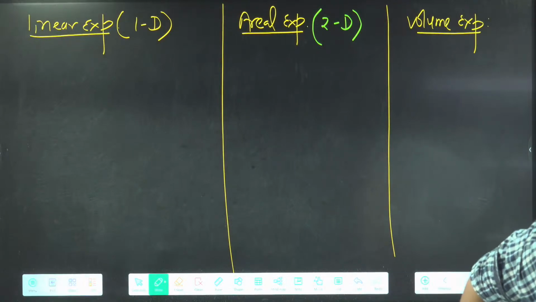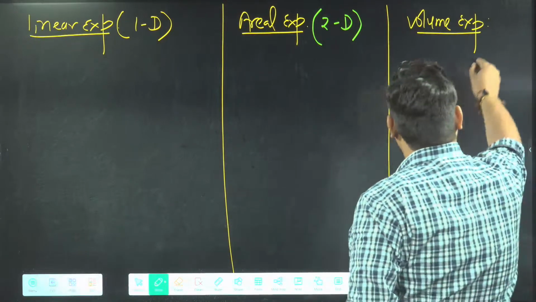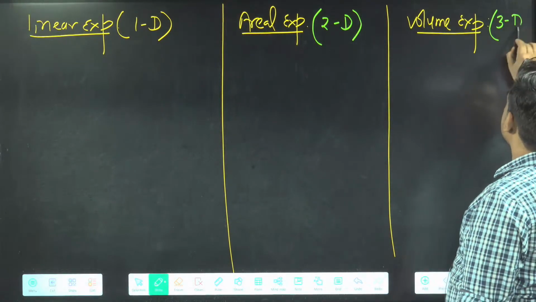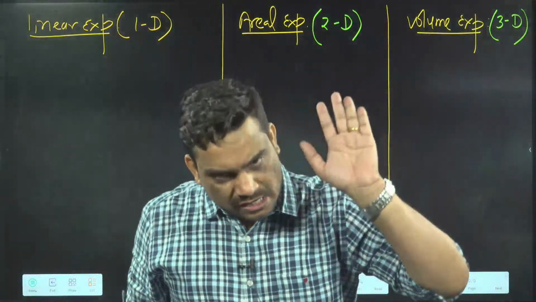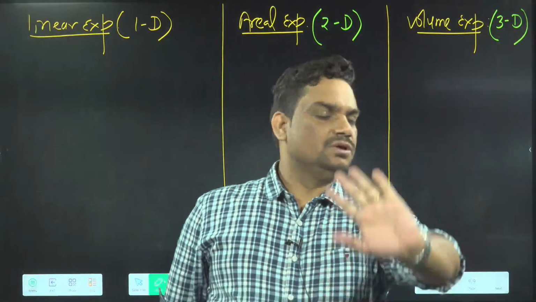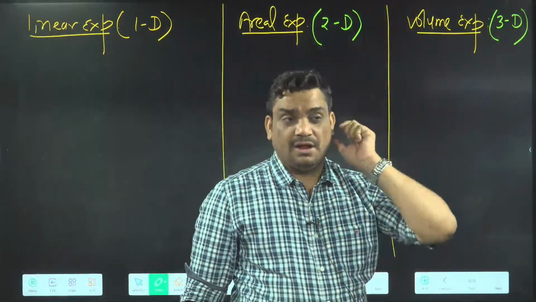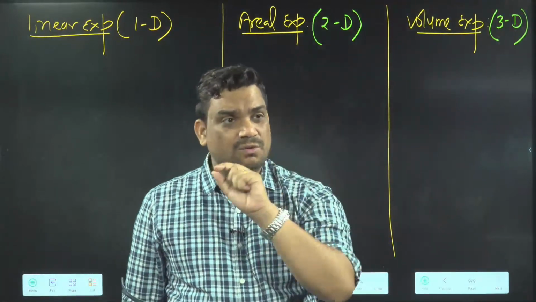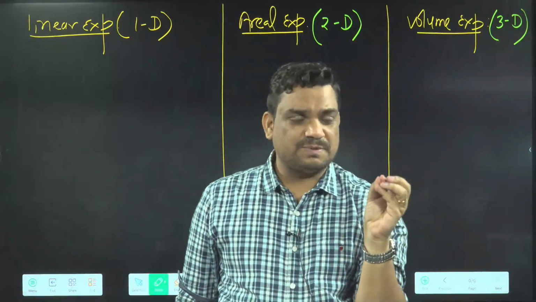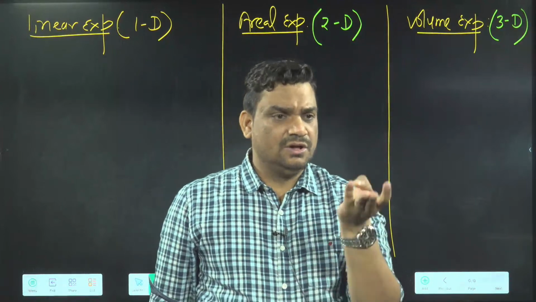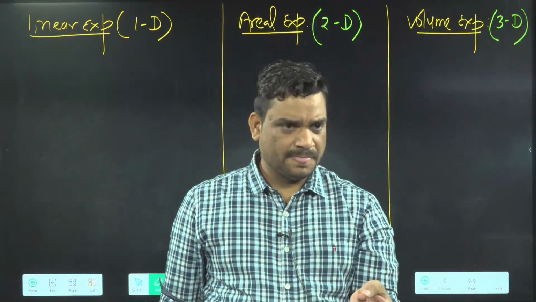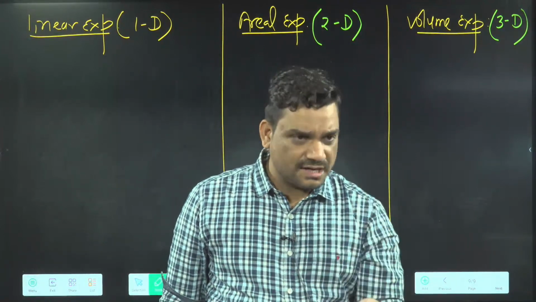Okay, so this one is known as your 3D. When I said 3D volume expansion, it means that linear is already there, your areal is already there. Now what are the linear quantities? If you express in meters, these are the linear quantities, like length, width, height, diagonal, thickness.